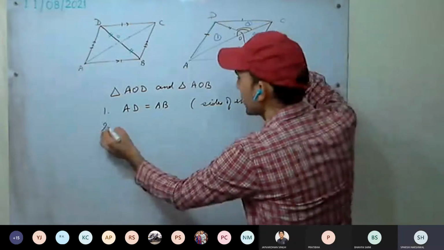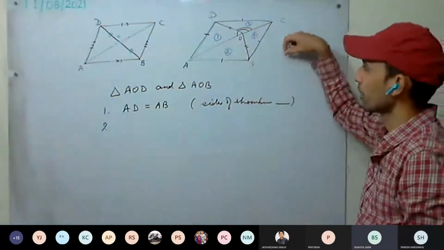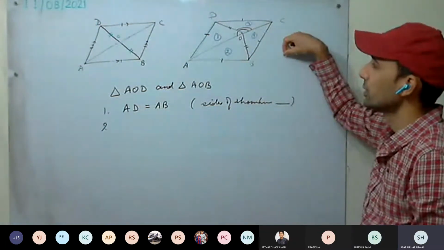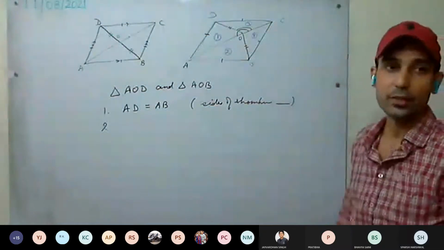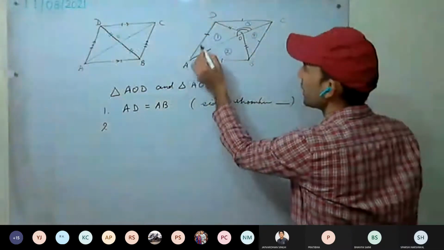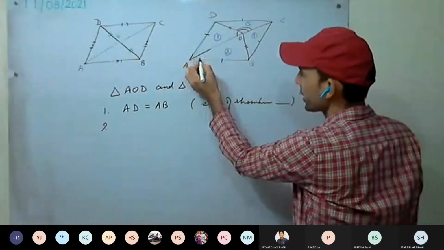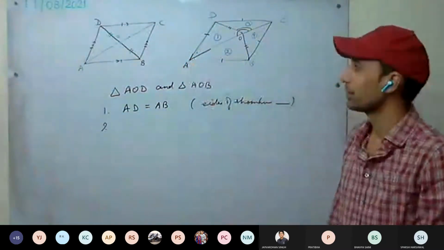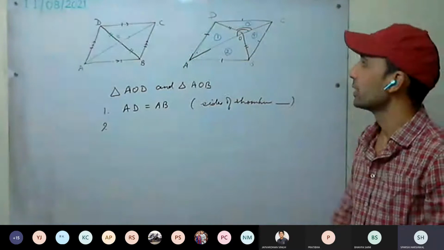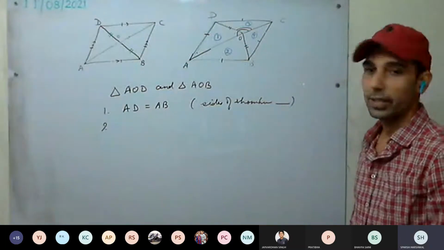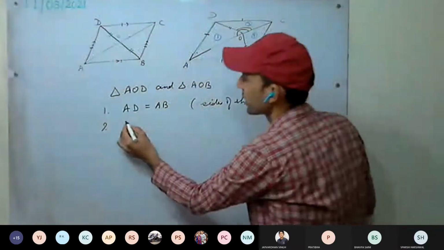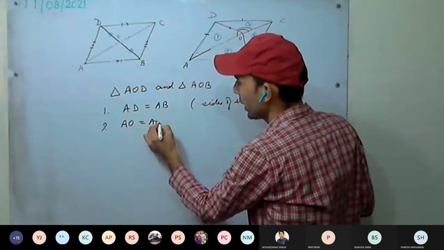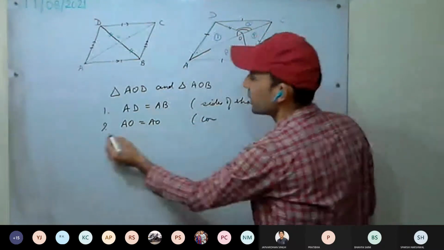Second, angle A is common? No, angle A is not common. See here, in this triangle this is the angle, and in this triangle this is the angle. So next, side AO is common. AO equal to AO, common side.